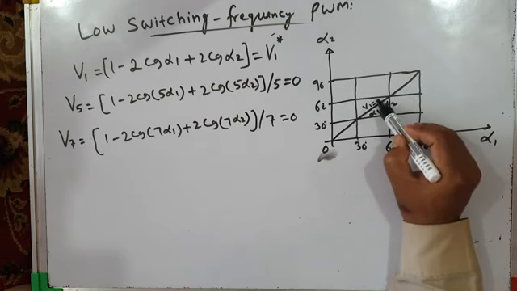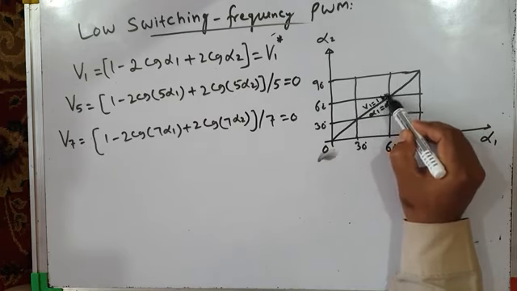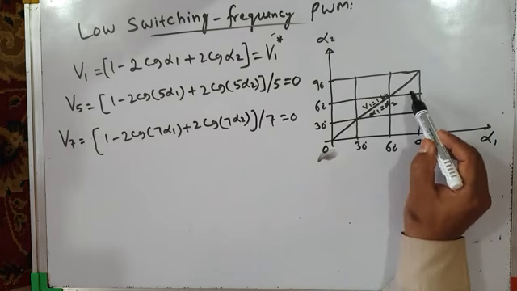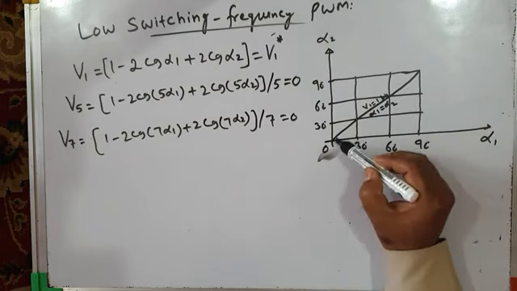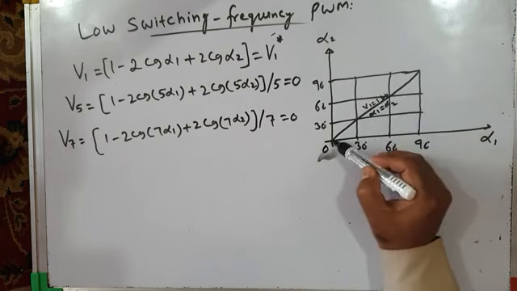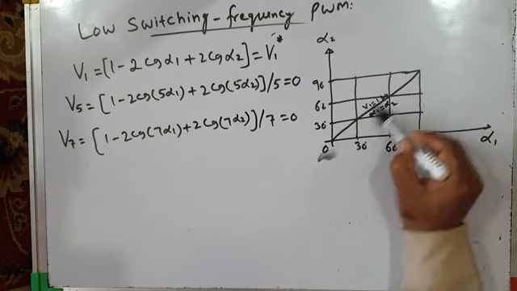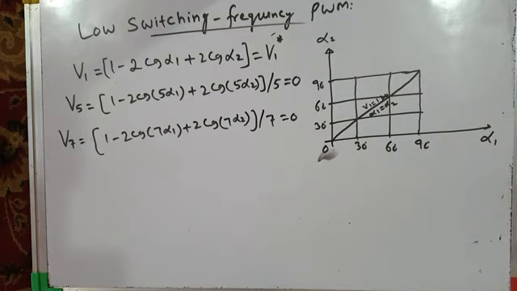And the fundamental component of voltage will be 1 per unit, because the inverter produces the maximum voltage when it is operating in square wave operation. If you want to operate your inverter in square wave mode of operation, then alpha 1 has to be equal to alpha 2, and V1 will be 1 per unit. This contour, alpha 1 equal to alpha 2, gives the square wave mode of operation of the inverter.